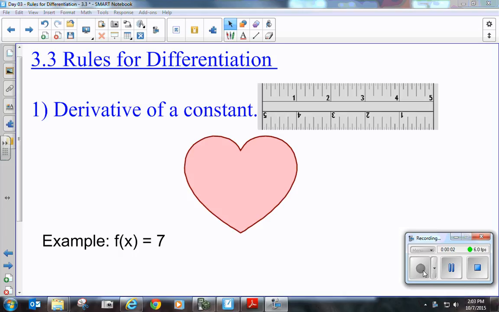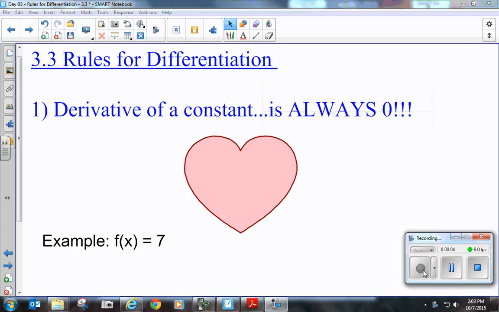The derivative of a constant is always 0. It is always 0. Always. It's constant. What's the derivative? 0.